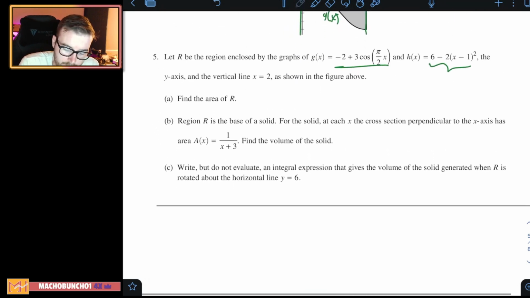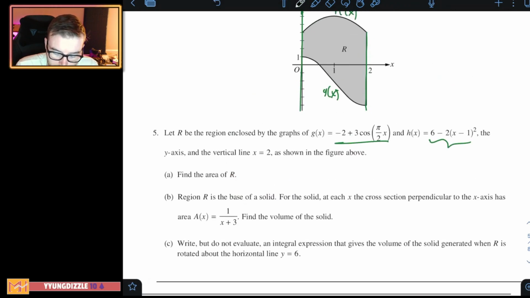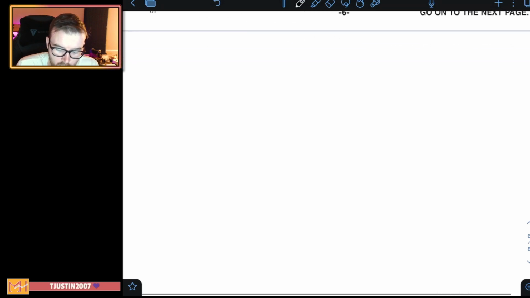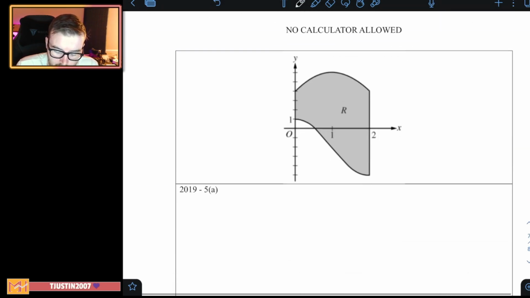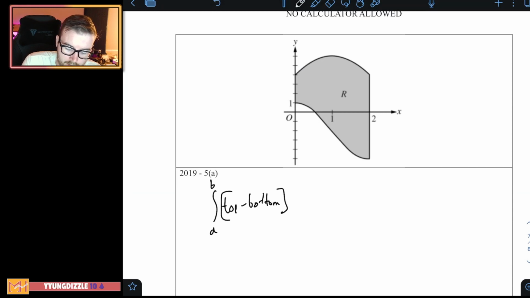All right, let's do it. This is a non-calculator question, so this one's gonna take a wee bit of integration work. To find the area, in general, you figure out your bounds, a and b, and then you simply take the top function minus the bottom function and integrate that with respect to x. So that's what we got here.